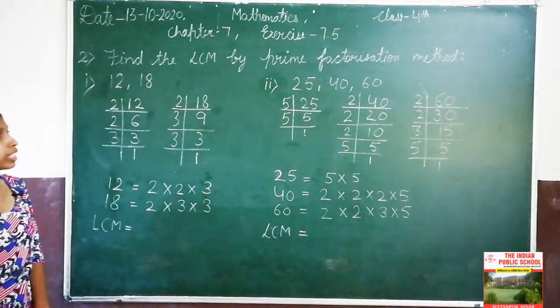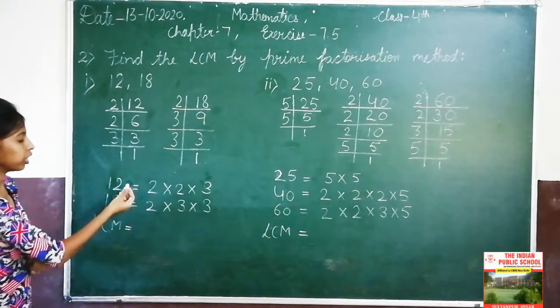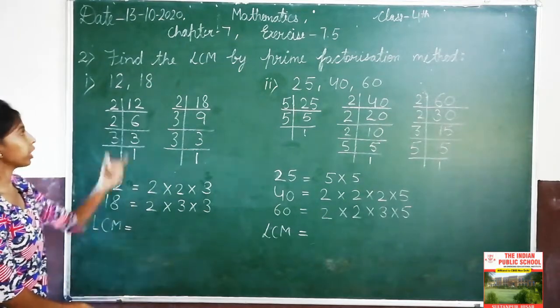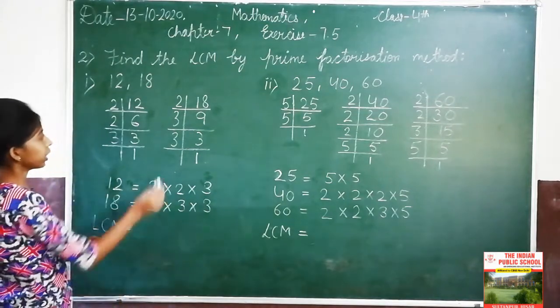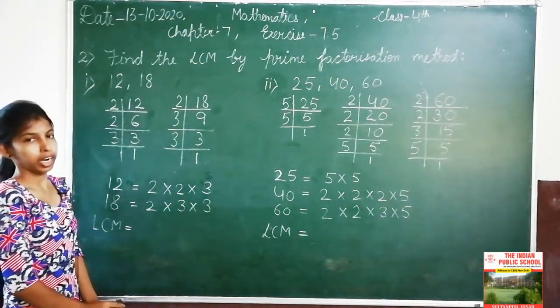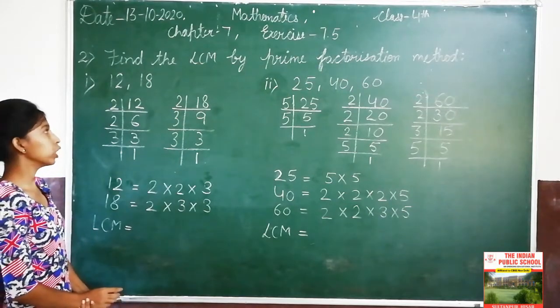In the prime factorization, firstly we will factorize the given numbers separately. After that we will take their LCM. So, I am taking 12 and 18 as an example. Firstly, I am taking 12. 12 is an even number and our first prime number is 2. So, we will divide it by 2.